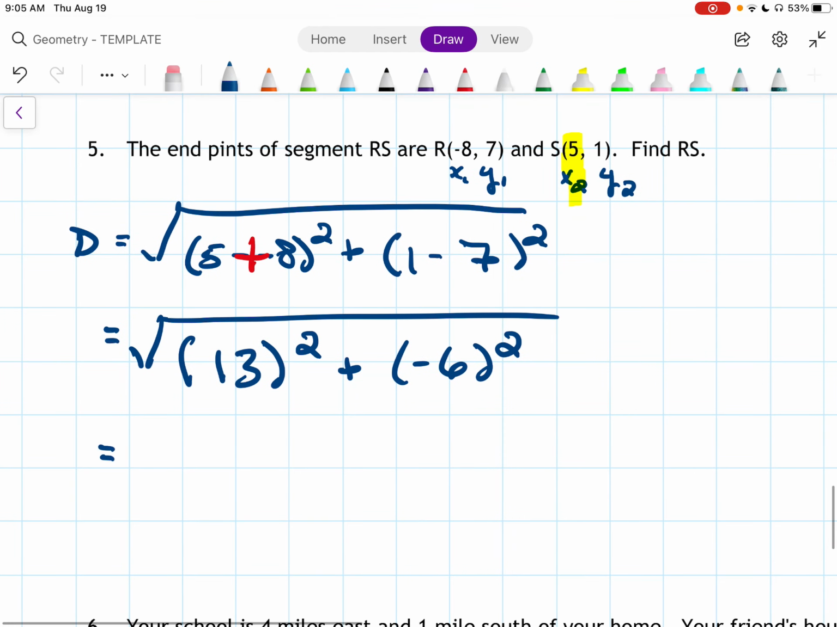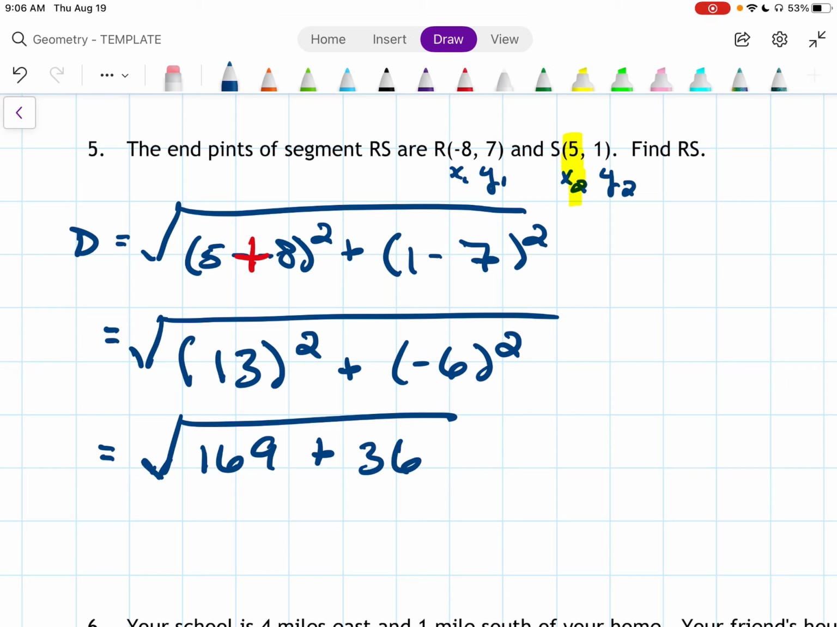Now I'm going to type this in my calculator, 13 squared. That gives me 169. And negative 6 squared is going to be positive 36. Now, if I can find a calculator sitting near me. Oh, here's one. I'm going to type in my calculator 169 plus 36. That gives me 205. So this is going to be equal to the square root of 205.